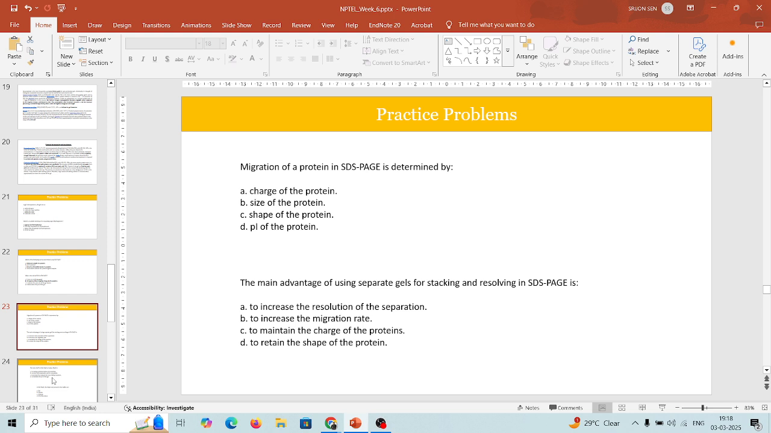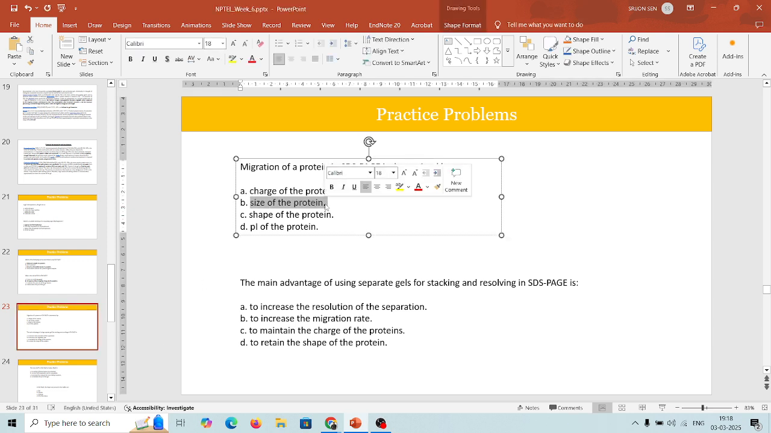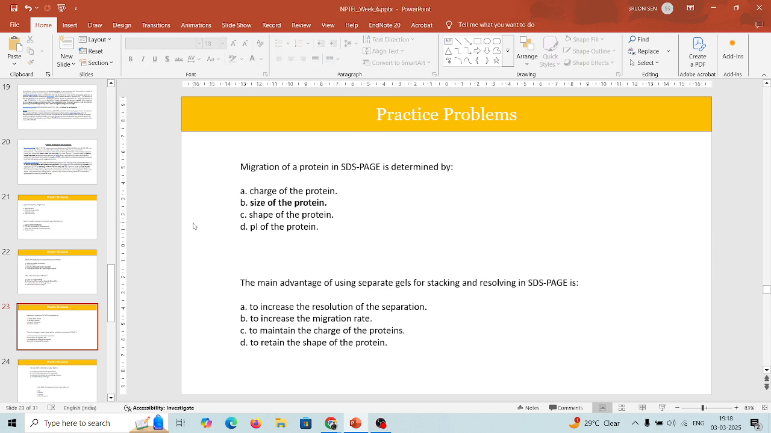I just said it, or you just answered it. In an SDS page, you have a uniform negative charge. So definitely you're not going to separate it according to the charge. If you would have done that, all the proteins would be in the same place. So you are separating it based on the molecular weight. So that's size. You're separating it based on the size of the protein. So B is the correct option over here, not even shape or PI, right?